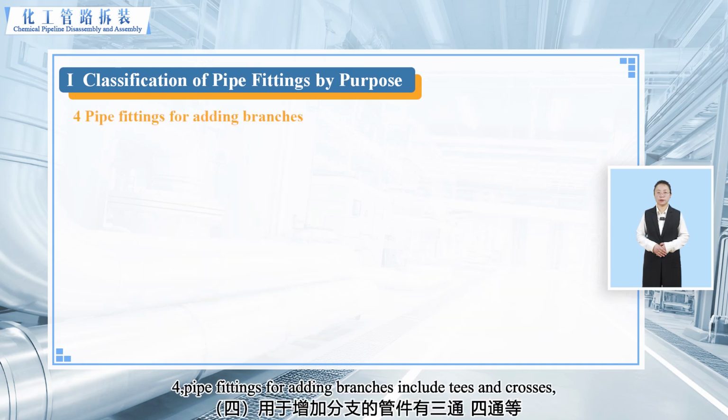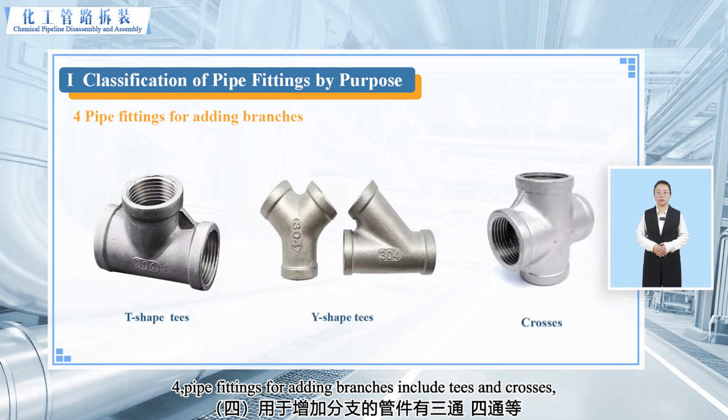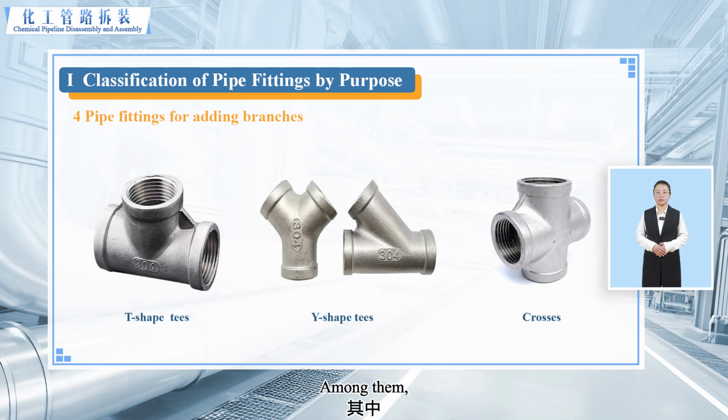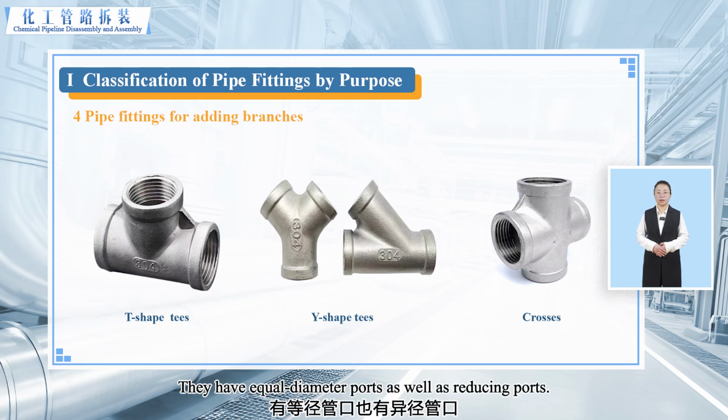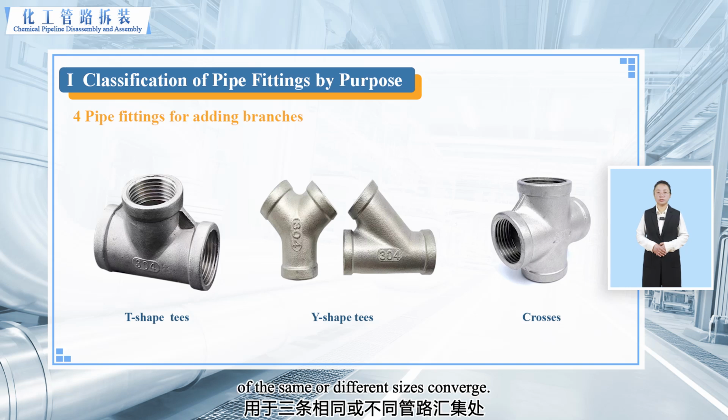Fourth, pipe fittings for adding branches include T's and crosses, mainly used where the main pipeline needs to branch. Among them, T's come in T-shape and Y-shape. They have equal diameter ports as well as reducing ports. They are used where three pipes of the same or different sizes converge.